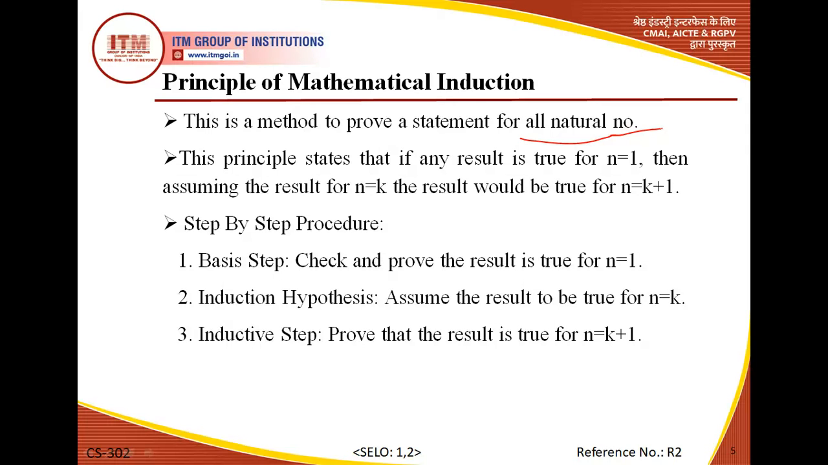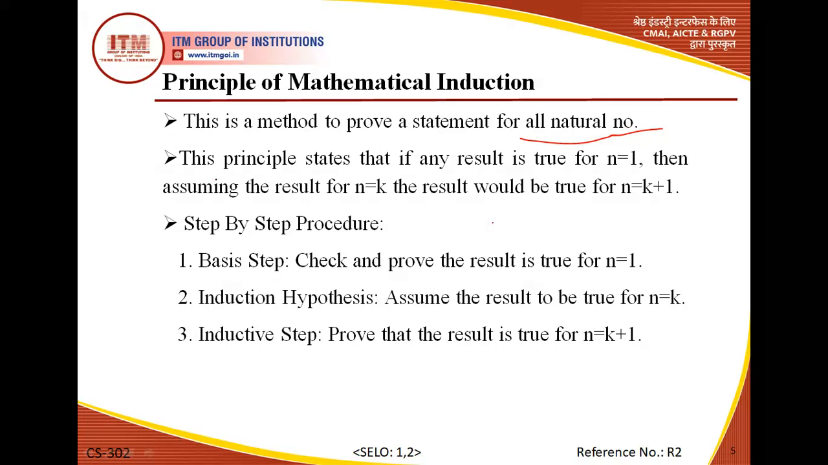You would use this method only when you want to see it for natural numbers. Okay, let's say this. This principle states that if any result is true for n is equals to 1, then assuming the result for n is equals to k, the result will be true for n is equals to k plus 1. Okay, so I hope that's pretty much clear.